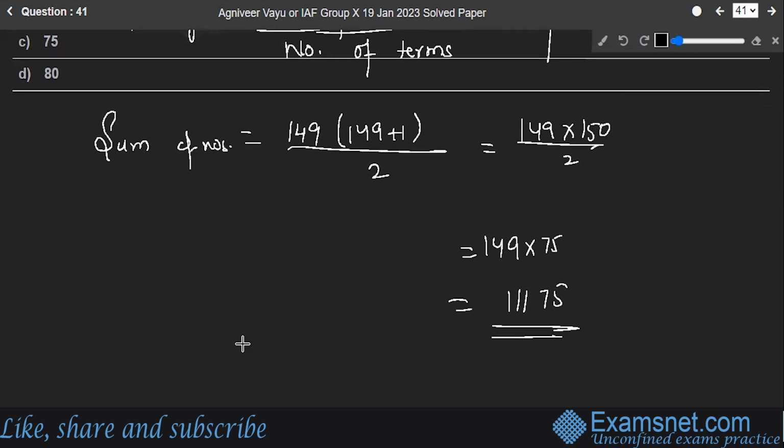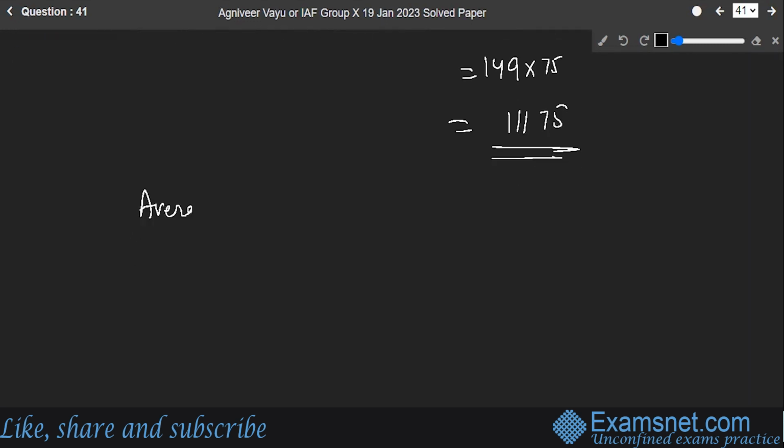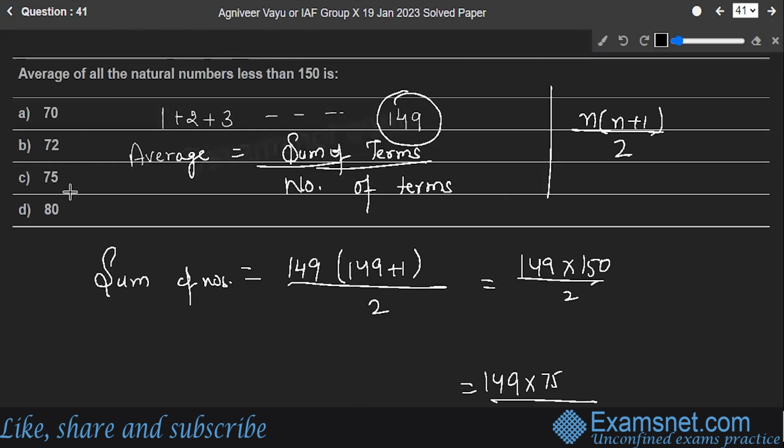Now, average is equal to 149 into 75, that is the sum. I'm just writing this because it will make my calculations easier. Divided by the number of terms, which is 149. They will cancel out and you will have the average as 75. So option C is the correct answer. Hope you got that. Let's move to the next question then.